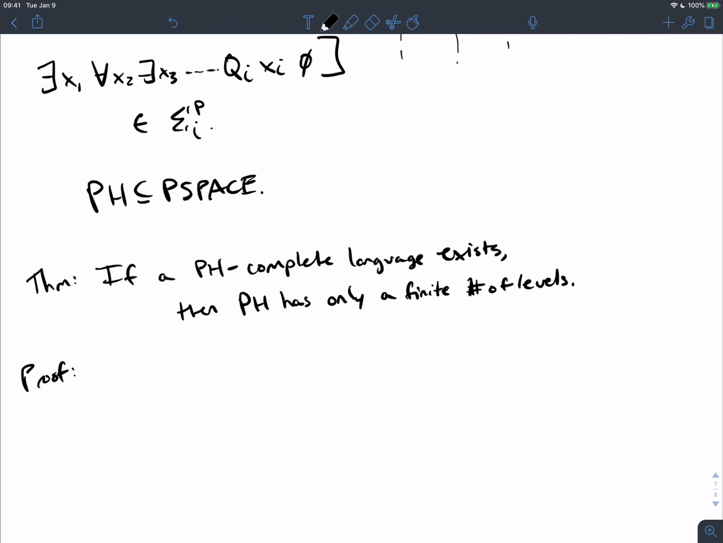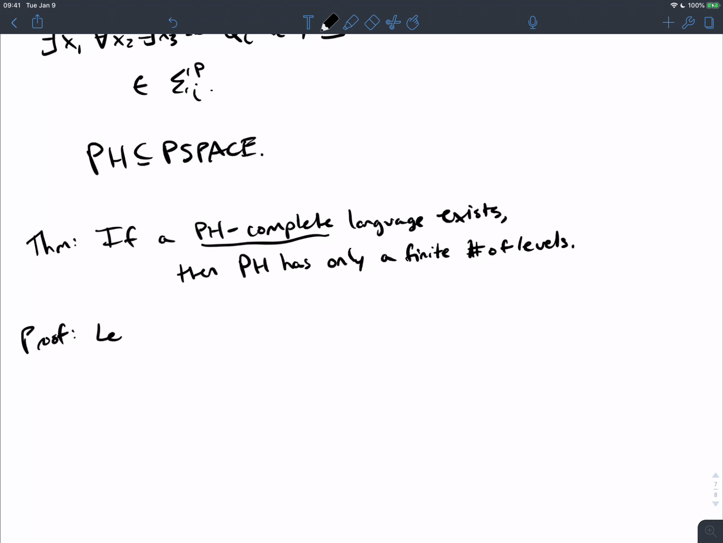Well, it's very simple. What does complete mean in a general sense? Every problem in PH reduces to it, but what's the other thing? It belongs in PH, right? If it's complete for the PH class, it belongs to the PH class. So let L be a PH-complete language. We don't know if it exists, but let's just assume it exists.